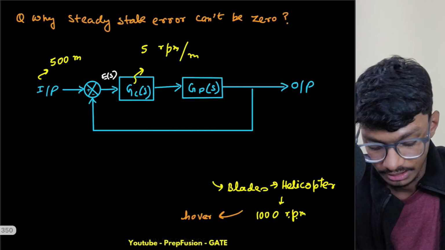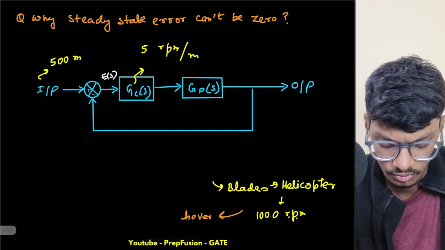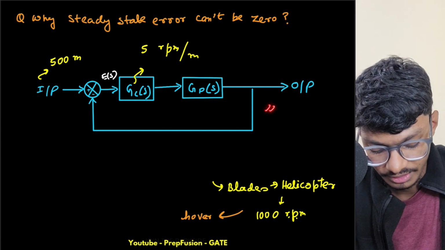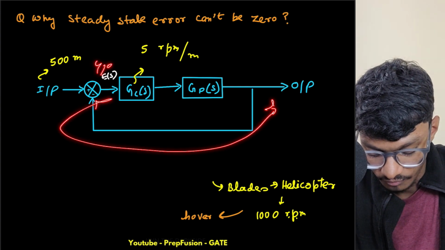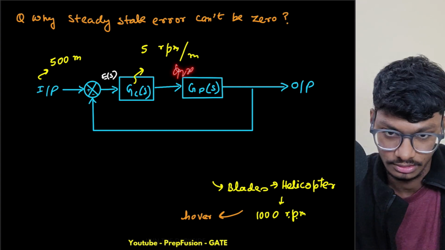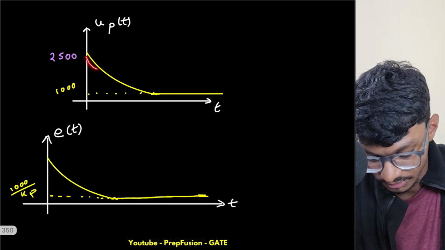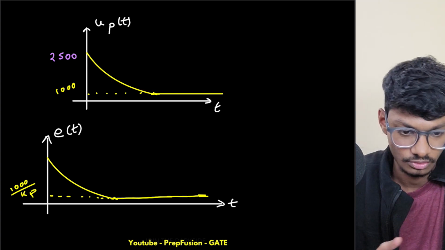Okay, so then what is happening? The speed is 2500, so it goes up. Let's say it goes up to 50 meters. If it goes up to 50 meters, the error is 450, and 450 into 5 is 2200. Okay, 2200. Now the speed reduces to 2200. Then this will again reduce.